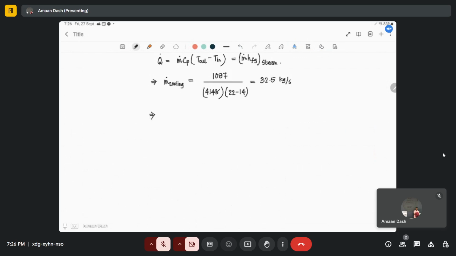Okay, so what is the mass flow rate of the steam? So similarly you can calculate from that side, nothing but 1087 divided by this hfg, which is 2431. So if you do that, you will be getting 0.45 kg per second.